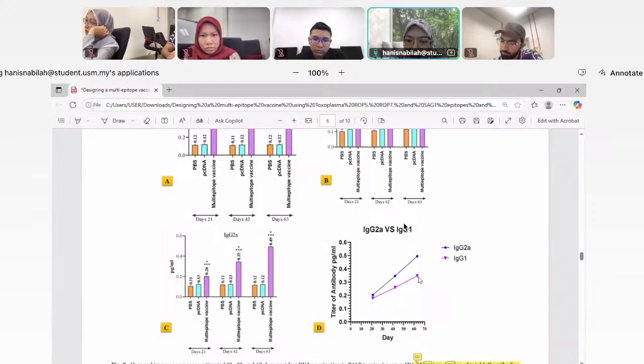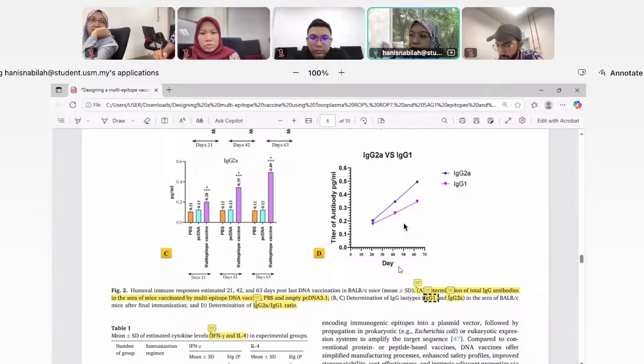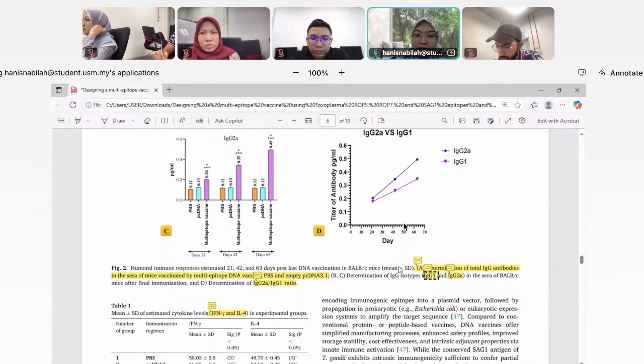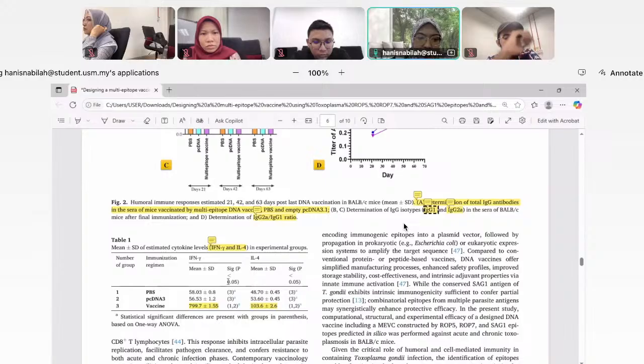So in this result, we can say that this vaccine triggers the cell-mediated response compared to the antibody response. Which is better, also, right? Yeah, because cell-mediated can kill the cell directly. Then they also did a cytokine assessment. This result also complements the immune response.